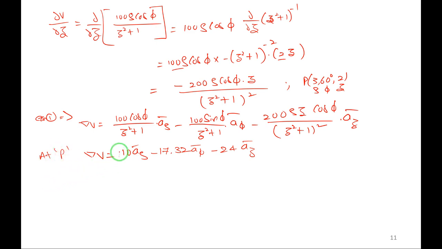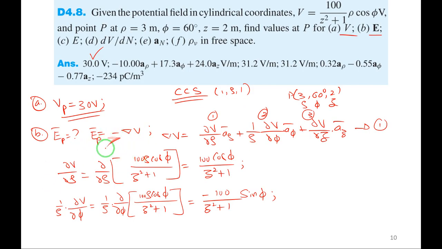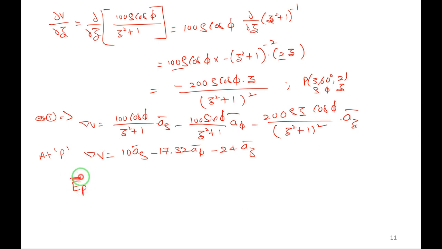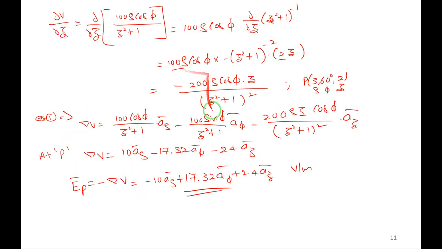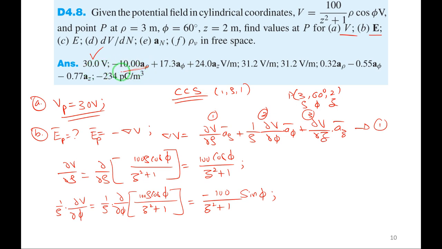So I want E vector, right? So E at point P is equal to minus del V. So multiply minus for this and write down minus 10 a rho, minus into minus plus 17.32 a phi, minus into minus plus 24 az volt per meter. Just check it. Minus 10 a rho plus 17.32 a phi plus 24 az, right? This is over. Second one, volt per meter. Then next part B is over.